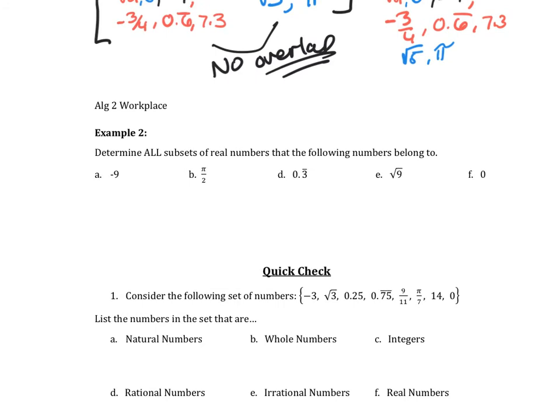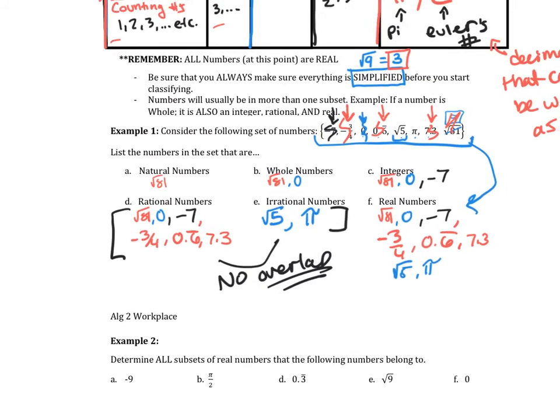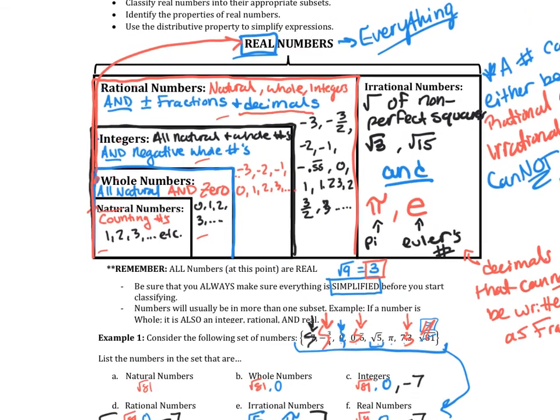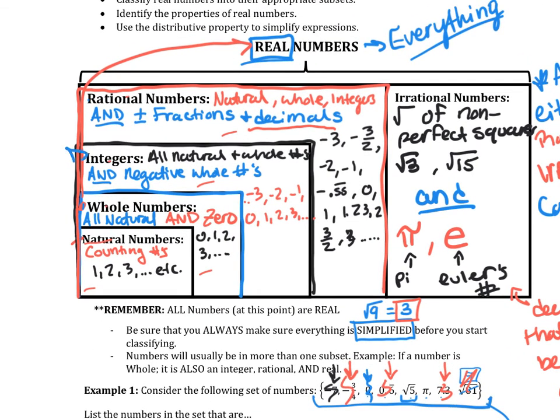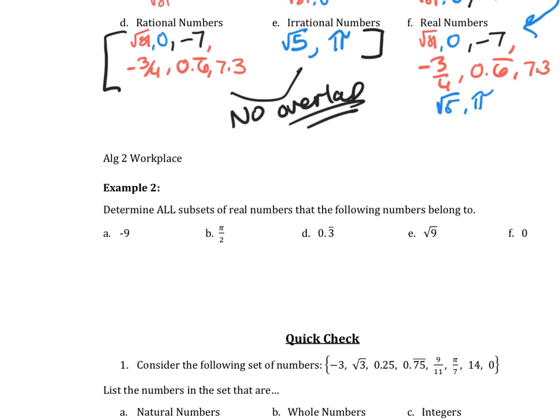All right. I want you guys to try example 2. This is where you're going to go through and list all the subsets that each of the following numbers falls into. So I'll do letter A with you. Letter A is -9. The first time a -9 shows up in our subsets is with integers, when we have positive and negative whole numbers. So we'd write integers, and then it's also everything above it. So integers, rational, real. That's what you would write: integer, rational, and real.